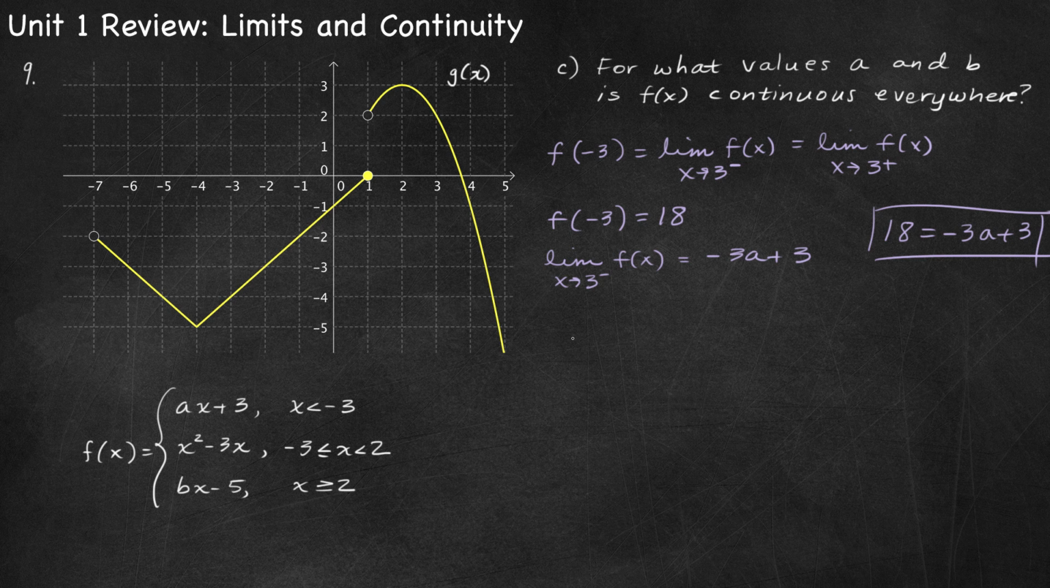Now, in order for the graph to be continuous at 2, we need f of 2 to equal the limit of f as x approaches 2, again from the left and the right side.